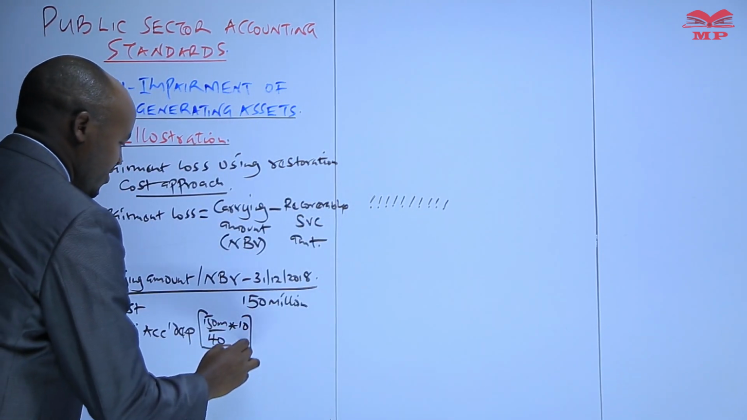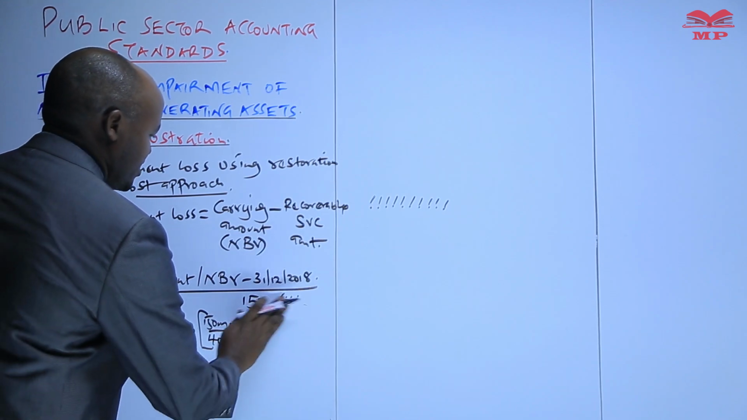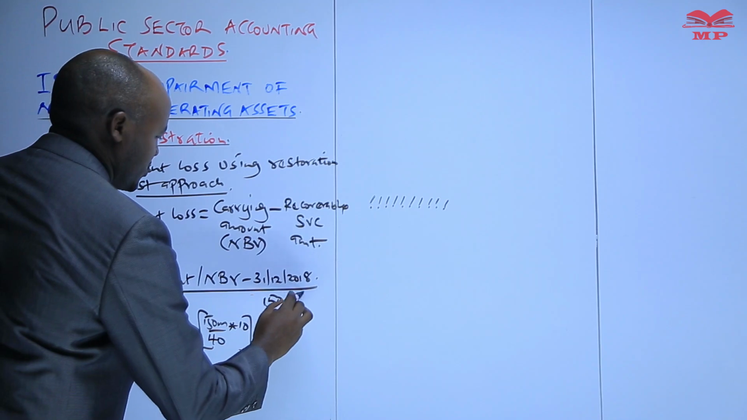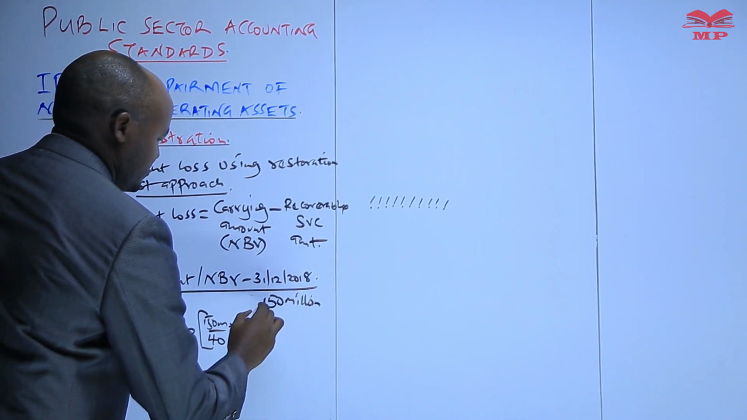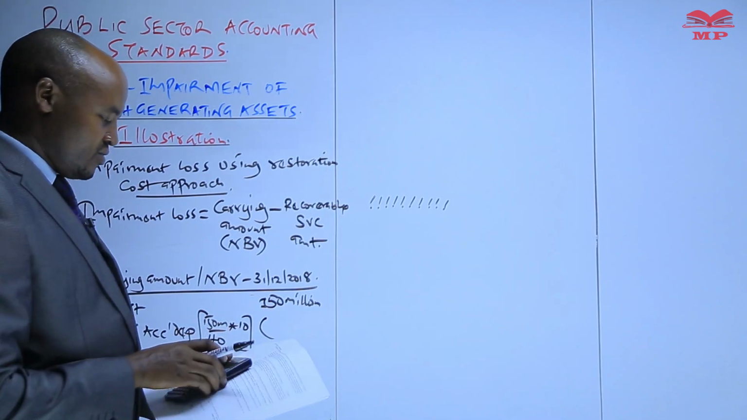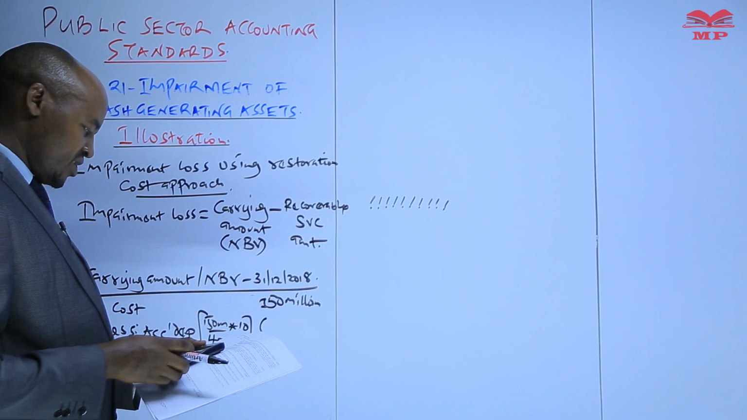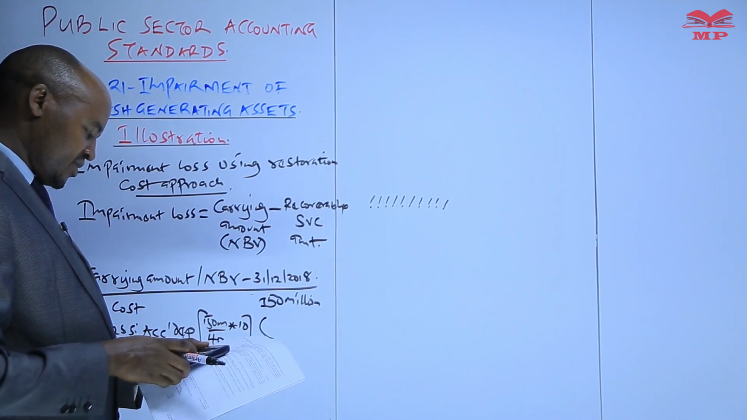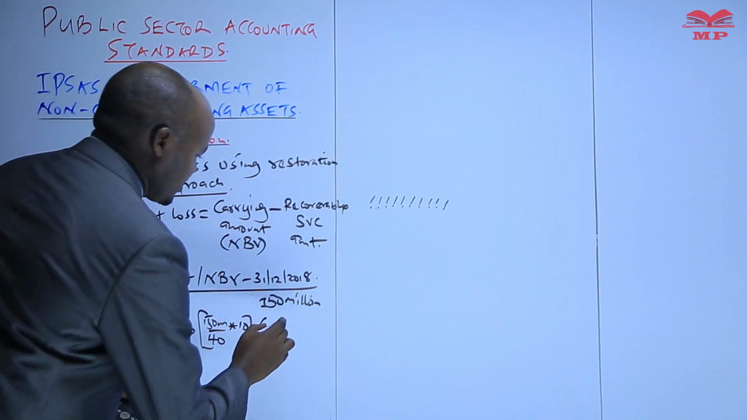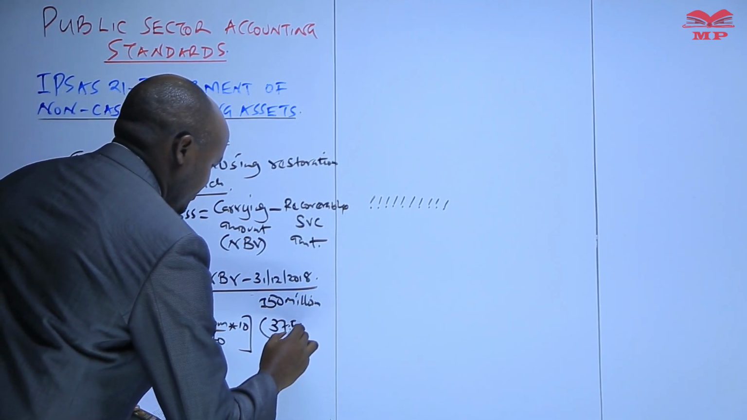So our interest is to determine the accumulated depreciation for how many years? For 10 years. So this is the cost, which is 150 million. Let's compute this accumulated depreciation, which will be equal to 150 divided by 40 years times 10, which will give us 37.5 million.